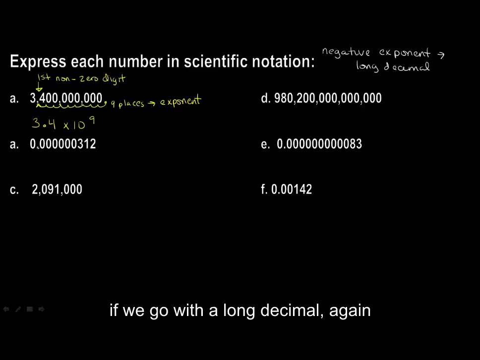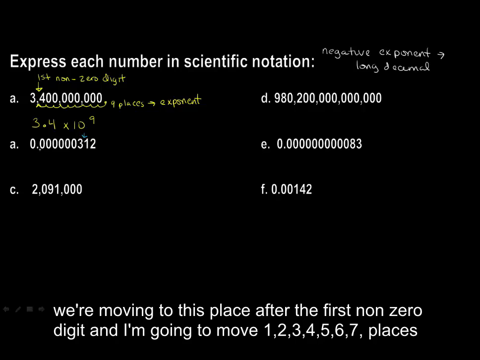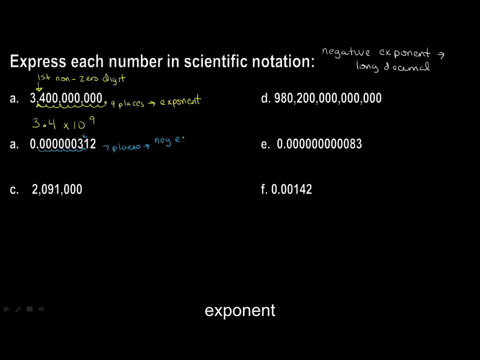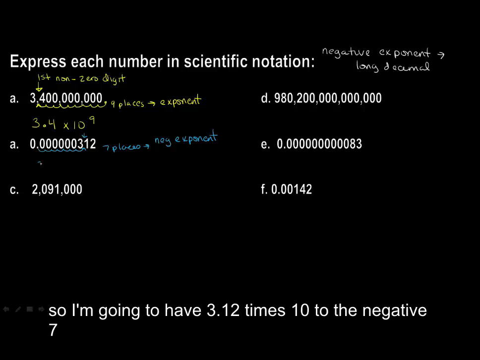If we go with a long decimal, again, we're moving to this place after the first non-zero digit, and I'm going to move 1, 2, 3, 4, 5, 6, 7 places. And since it was a decimal, I'm going to have a negative exponent. So I'm going to have 3.12 times 10 to the negative 7.